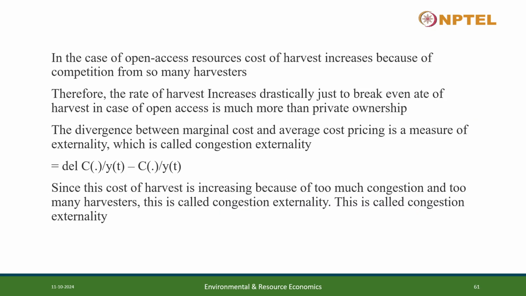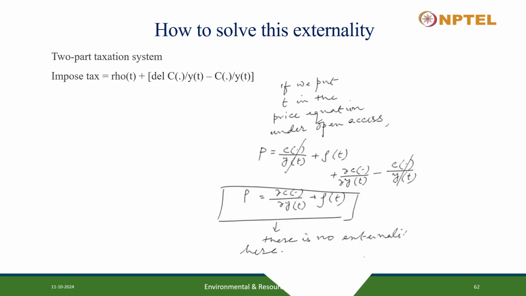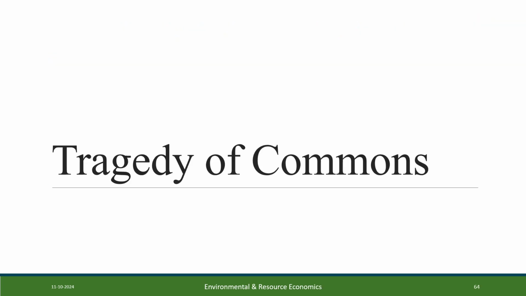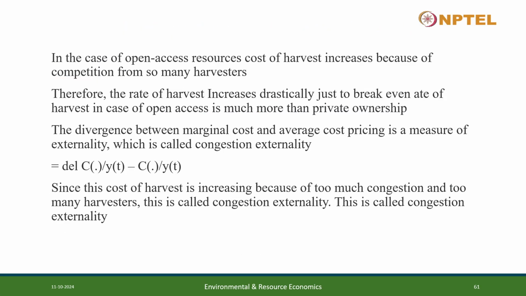So I'll take another 10 minutes if it is possible. So we have another 3 to 4 slides. Now, in the case of open access resources, the cost of harvest increases because of competition, and to meet the cost, they will try to extract more. So now we have derived the.